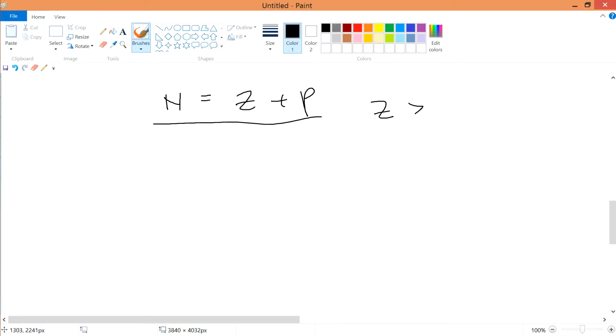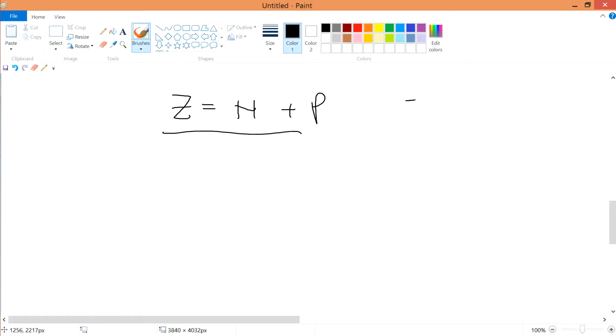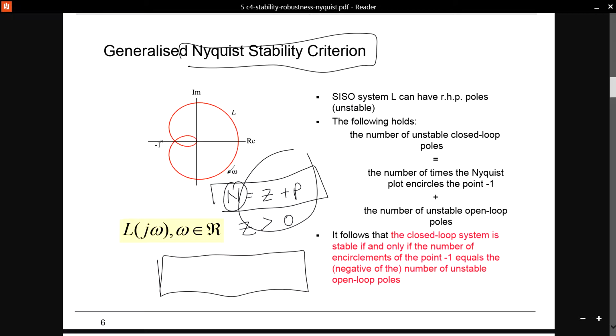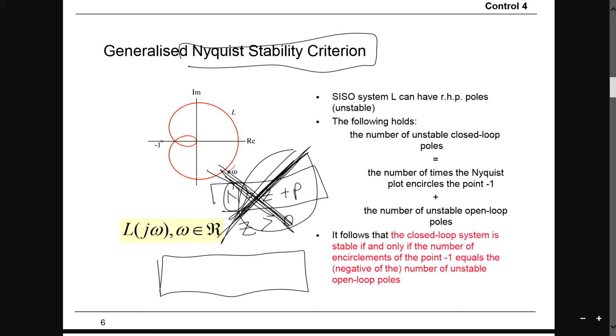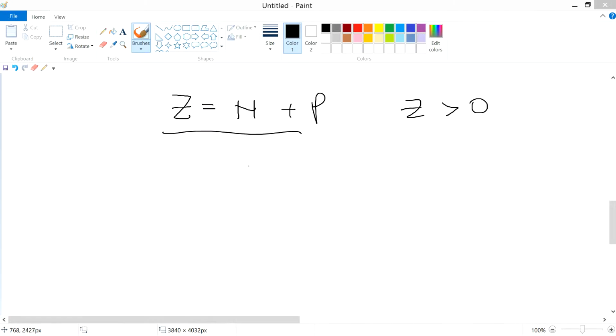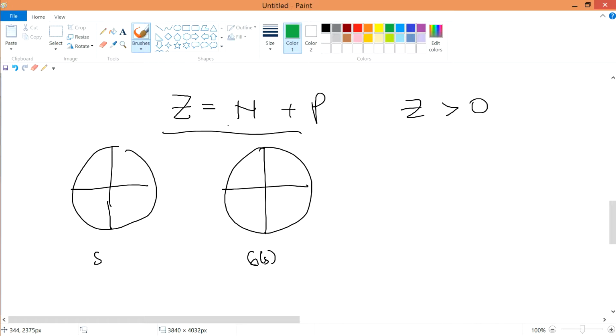I'll just briefly talk about it. It should be Z is equal to N plus P. I don't know what I was writing just now. So this is not the definition. Please remember, this is not the definition. N is not over here. This is the better explanation: Z is equal to N plus P. So what is Z, what is N, what is P? Now I'll explain in terms of this.